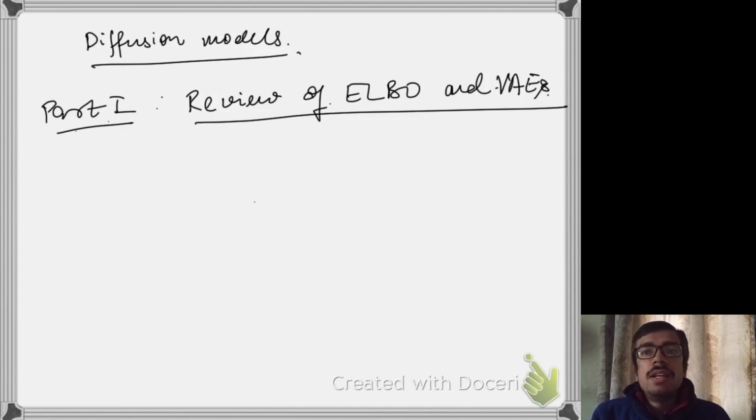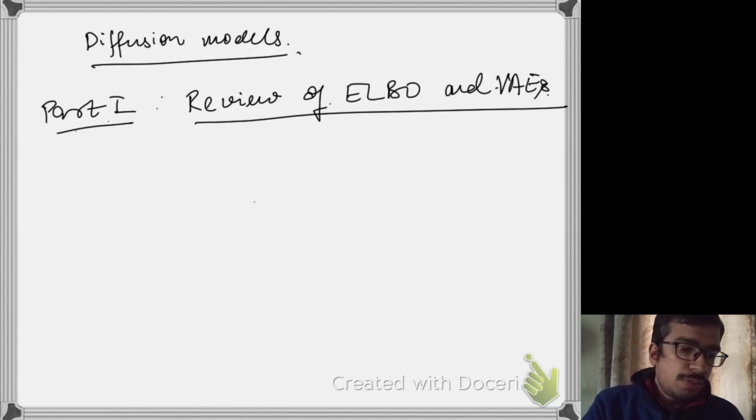Here we'll be reviewing evidence lower bound and variational autoencoders. This forms the crux for these diffusion models as well. So let's start by reviewing this. For some of you this might be the first exposure to VAEs also, so that's perfectly fine. So let's first discuss what exactly generative models are.